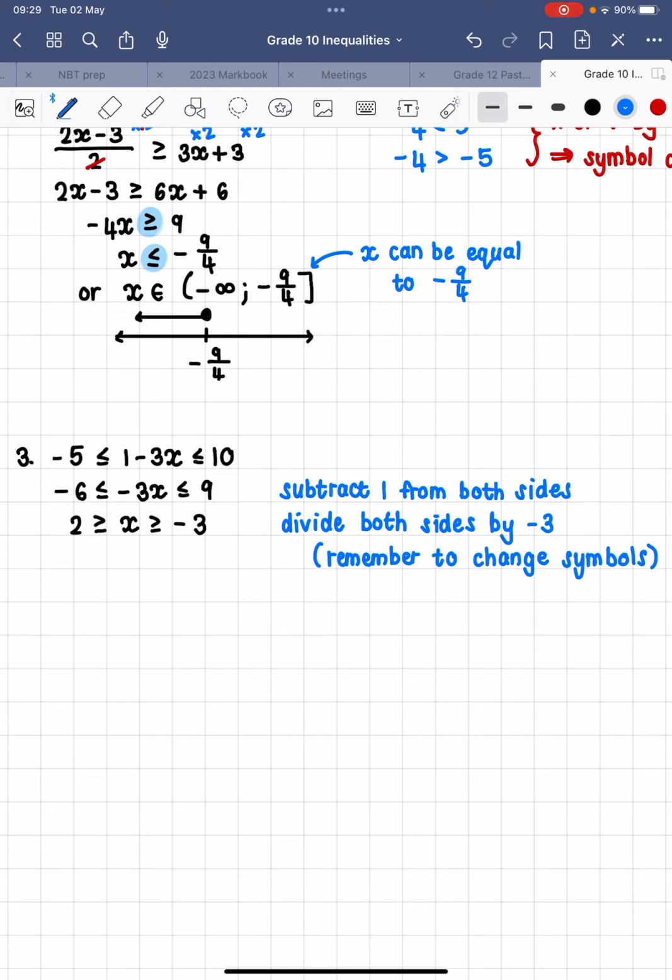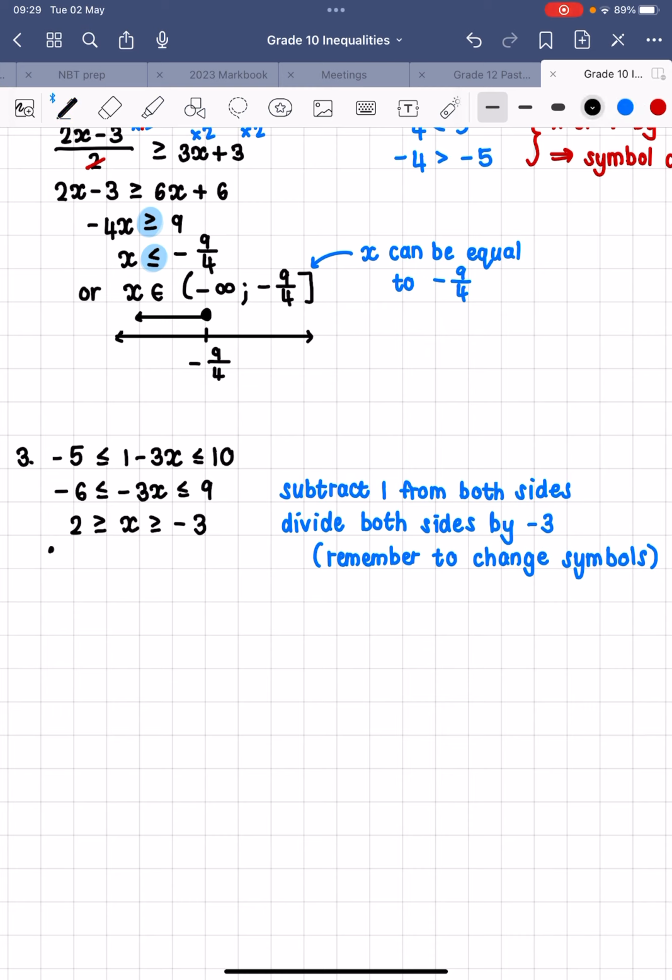Guys, unfortunately, what we have now, this answer is correct, but it's not written correctly, because just like interval notation, with inequality notation, you also always have to put the smallest number first. Okay, so do you see that we have a 2 on the left here and a -3 on the right? That's not how numbers work. Okay, the -3 must actually be written first.